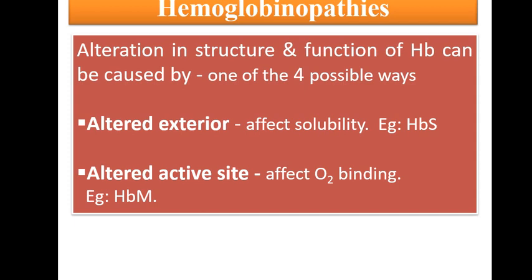When you are studying the enzymes chapter in first year chemistry, you must have studied what is an active site and how the enzyme substrate complex is formed. Here, hemoglobin is a transporter of oxygen. To transport oxygen, it should bind with the oxygen. Unless oxygen binds with the hemoglobin, it cannot be transported. So if the active site of hemoglobin is altered, oxygen cannot bind with the hemoglobin, so it affects oxygen binding. This happens in case of HbM, an altered hemoglobin variety.